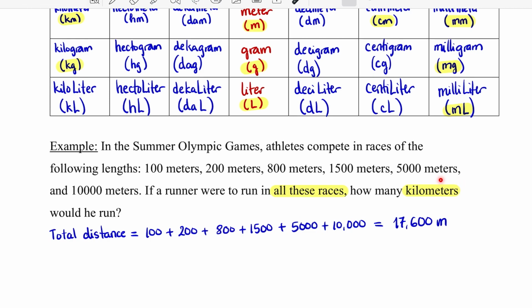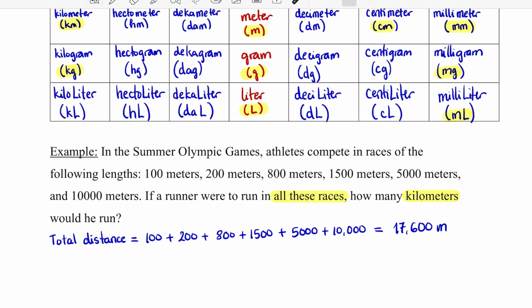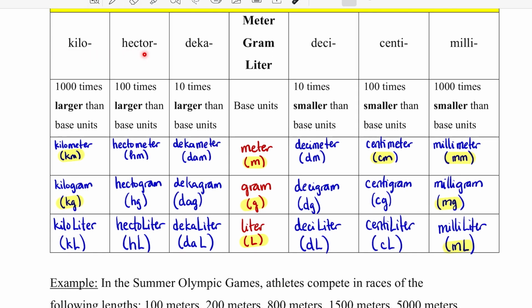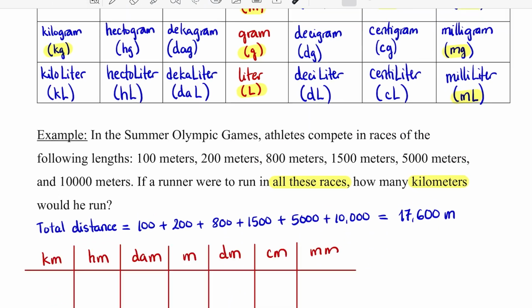So in order to convert from meters to kilometers, I need to have the table of the prefixes in this order. This is my table of kilometer, hectometer, decameter, meter, decimeter, centimeter, and millimeter in the same order. I have a total of 17,600 meters, so I'm going to place it in here. And I want to see, if it's 17,600 meters, how many kilometers is that?